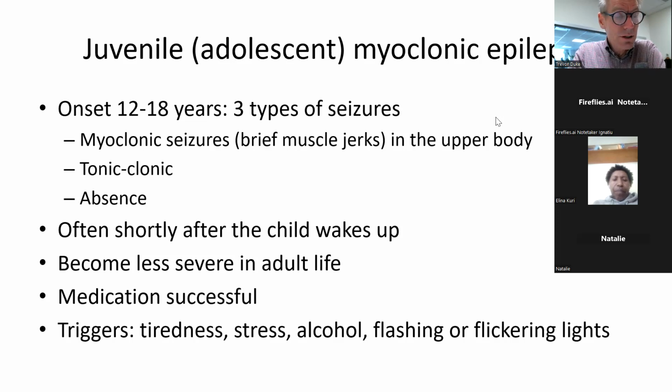And again, medication is very successful in controlling these seizures. Most of these seizures, again, a child will grow out of them, but for adolescents, it's really important to recognize what triggers them. If kids are very tired, if they go to bed very late, or they have some sort of stress, then that can trigger seizures in a child with myoclonic epilepsy. If they've drunk alcohol, or they're exposed to flashing or flickering lights, that can be a trigger for some adolescents too, to go into these types of seizures.